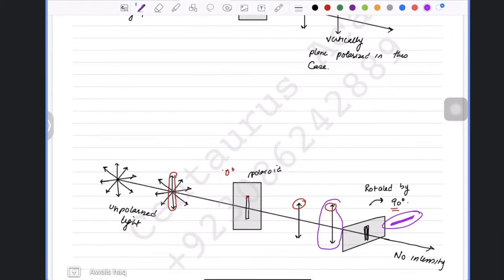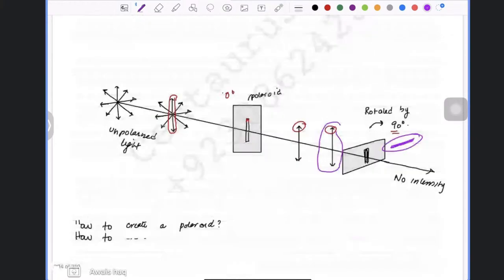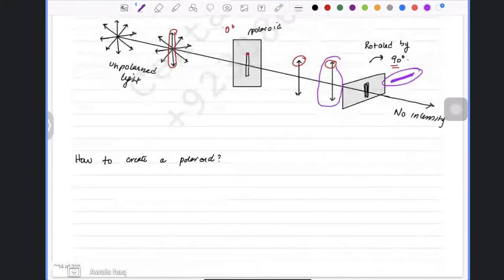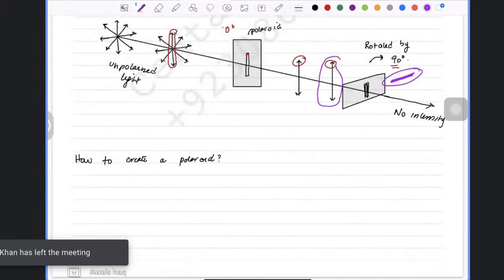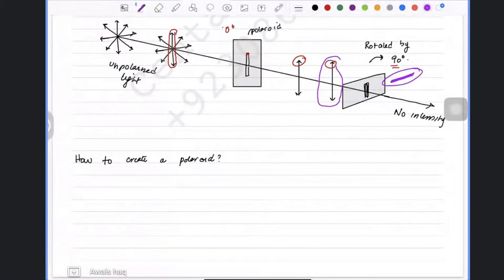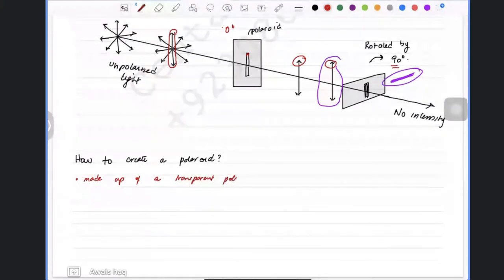Okay, very good. Now, we need to know how we create this particular polaroid that can help us make a wave into a single plane. So we can say it is made up of a transparent polymer material.